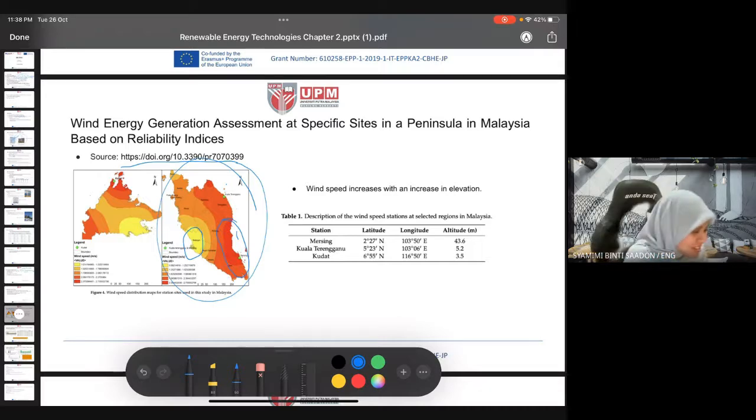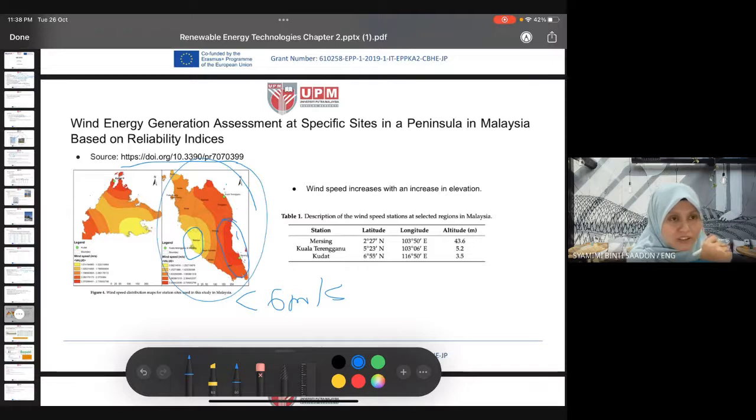But it's still small, around 2.4 to 2.7, which is lower than how much just now? 6 meters per second. That was stated in the beginning, right? At least we need 6 meters per second of wind speed or higher for wind energy to be worth applying. So the highest that we have is around 2.5 meters per second in Peninsular Malaysia.